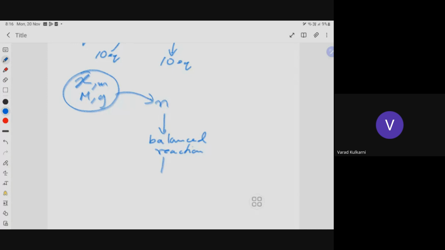From there, you were able to figure out the number of moles of the required thing and convert it back to, say, grams or molarity, whatever format they want the answer. And that is your answer, right?